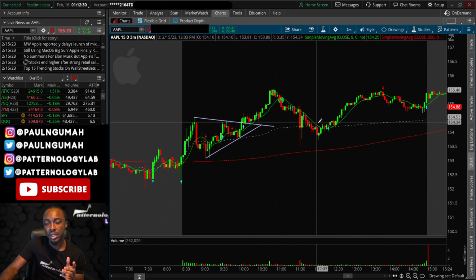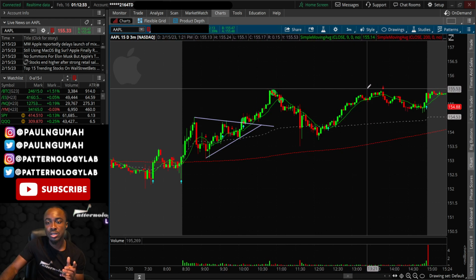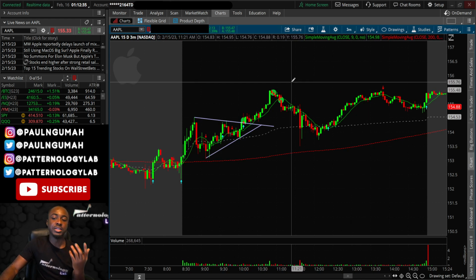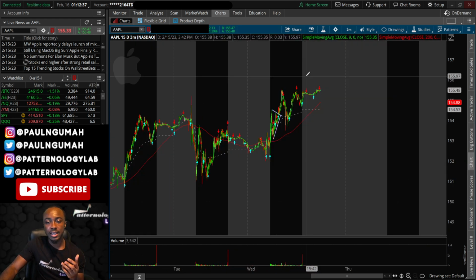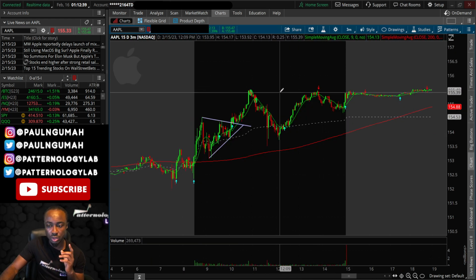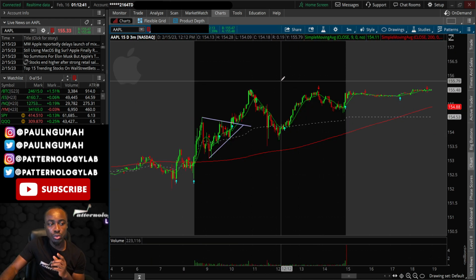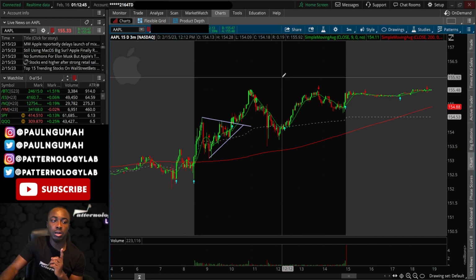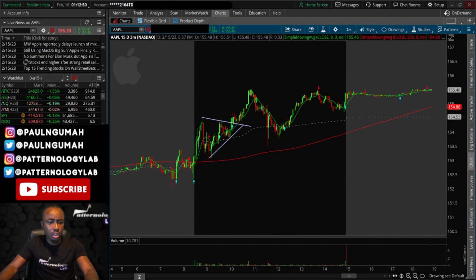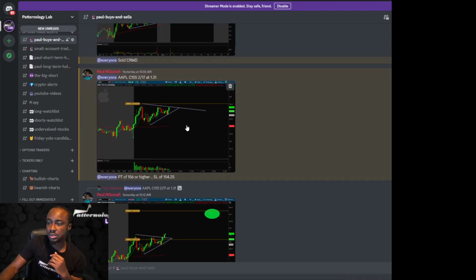Later on that day, it went up to retest that level, but it never got above it. All right, so that is the strategy that you can use over and over again to make money in the stock market. And to prove to y'all that this thing shows up quite frequently, I'm going to show y'all what happened yesterday. So this is the Discord.